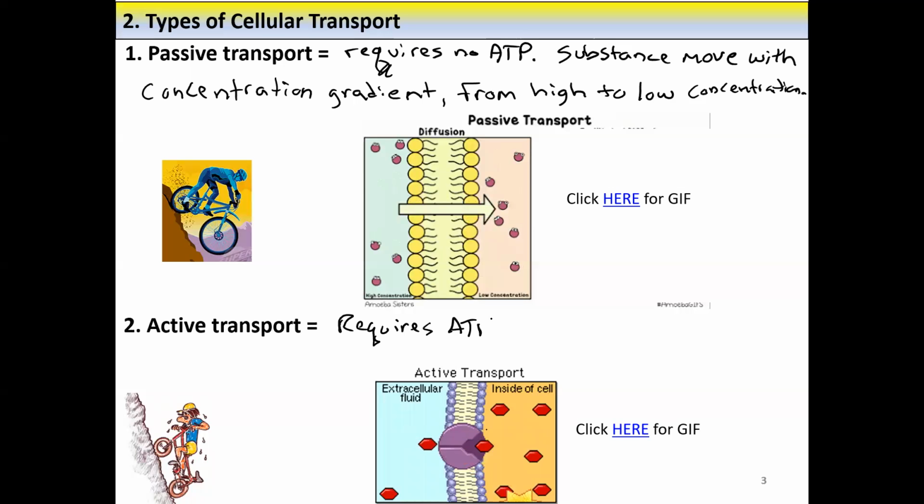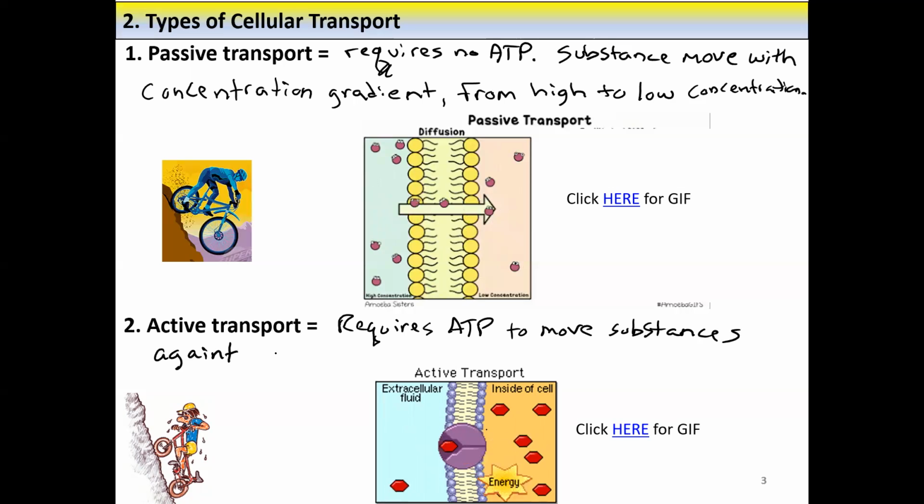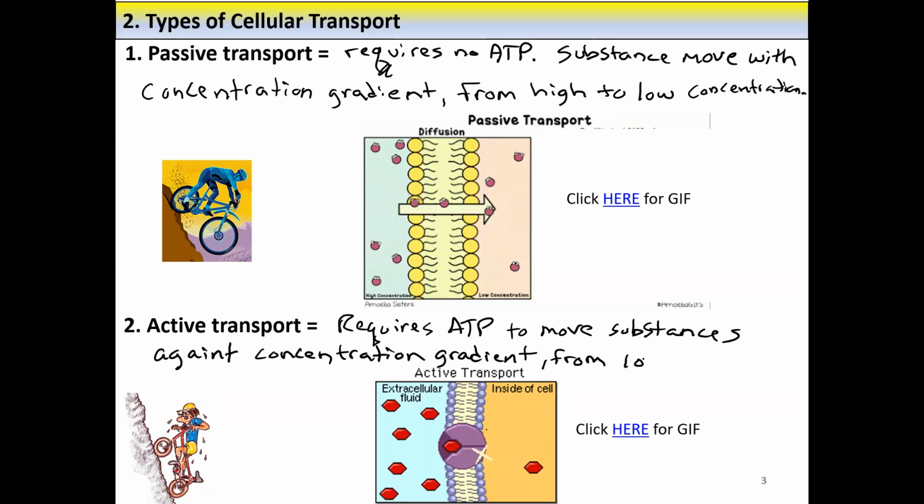And I'll put requires ATP to move substances against their concentration gradient. And that would be from low to high. Okay, because substances, they don't want to flow that way. It's going to take energy. It's like salmon swimming upstream. It's going to take a lot of energy because you're going against the current. You're going against the concentration gradient.